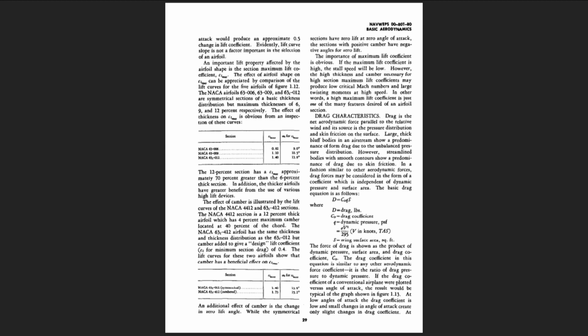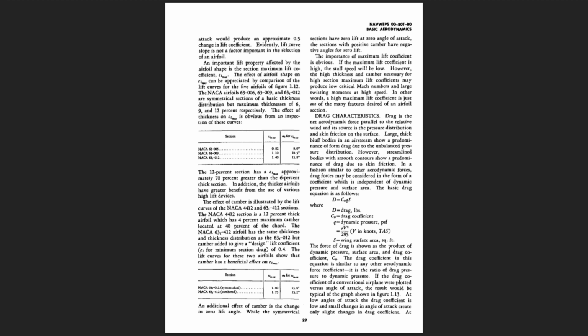The lift curves for these two airfoils show that camber has a beneficial effect on lowercase cl max. An additional effect of camber is the change in zero lift angle. While the symmetrical sections have zero lift at zero angle of attack, the sections with positive camber have negative angles for zero lift.